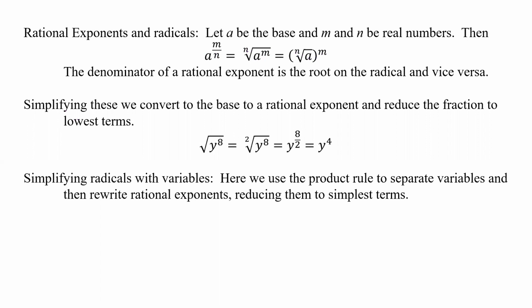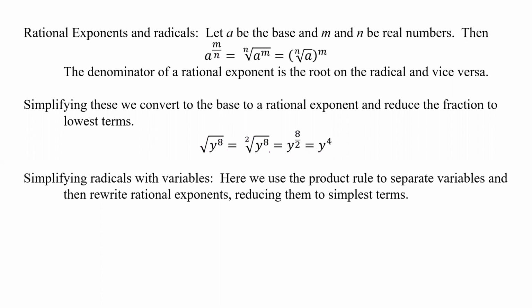Now simplifying these, we can convert the radical to a rational exponent and reduce the fraction to lowest terms. Well, we know that the square root has a 2 here, so that's going to be a fraction over 2, so n is going to be 2. We know it's y to the 8th, so that becomes 8 over 2, and 8 over 2 is 4, so our final value is just y to the 4th. And that starts out with what is the square root of y to the 8th.